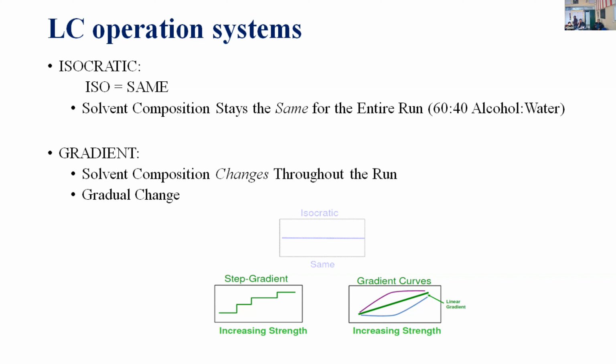Gradient means the solvent composition changes throughout the run. It means the initial 5 minutes maybe 20 to 80, and the next 5 minutes maybe 40 and 60, and next 90 and 10, and then again it will reverse. The pattern of change in composition may be stepwise or linear gradient. Stepwise means a sudden change in the composition, and gradual means it is changing little by little.